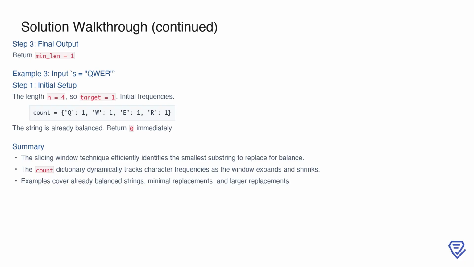To summarize, the sliding window technique is an efficient method for identifying the smallest substring that can be replaced to achieve balance. The count dictionary plays a crucial role in dynamically tracking character frequencies as the window expands and shrinks. Across the examples, we saw cases involving strings that were already balanced, required minimal replacements, and required larger replacements, illustrating the versatility of this approach.